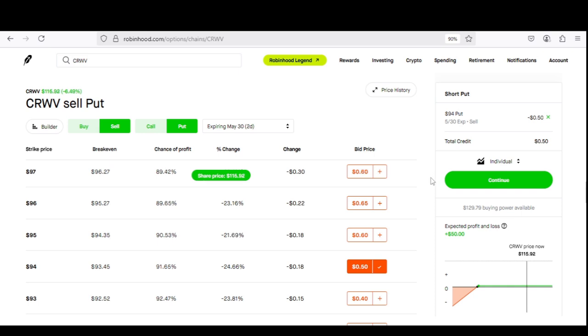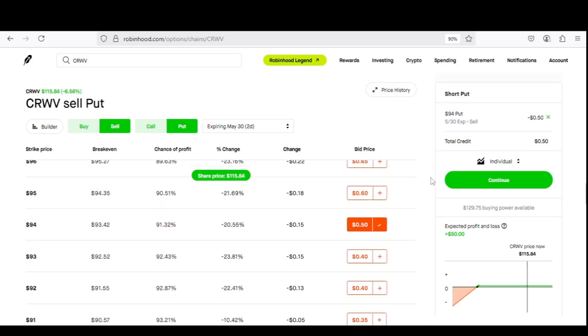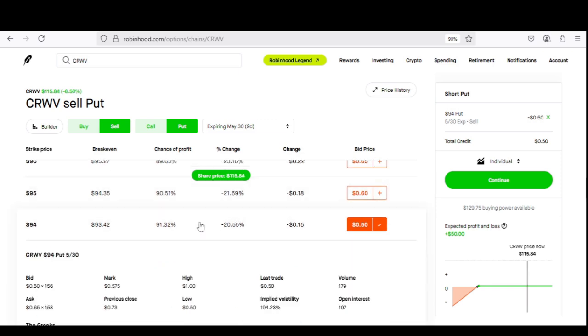The reason I'm gonna use the cash secured put is because I think this share price is trading way too high. The other reason is that the stock is extremely volatile. So if I'm gonna make money on this and this trade were to go against me, I would be getting the stock at a much lesser price. Now I'm gonna jump into the Greeks.